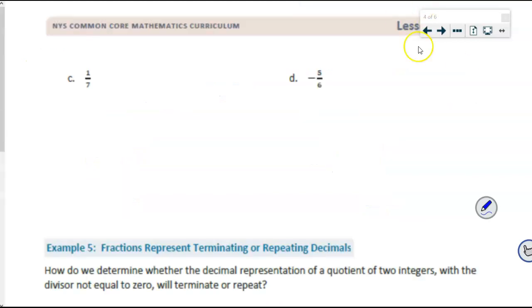Okay, C and D. Pause the video again if you need some extra time to get these ones done. Let's do C and D. All right, and now that you have had a chance to do these ones yourself, let's do them together.